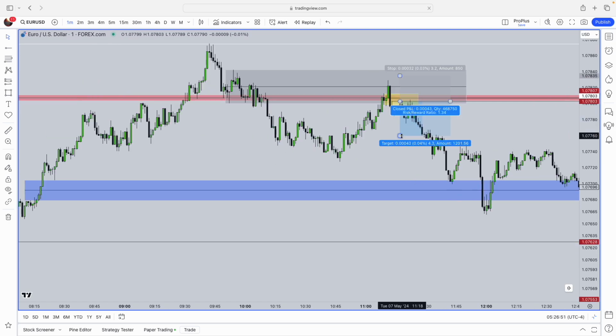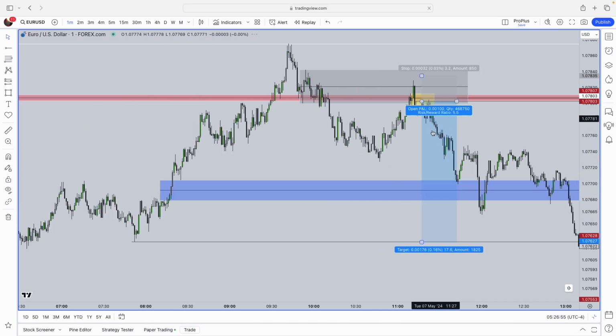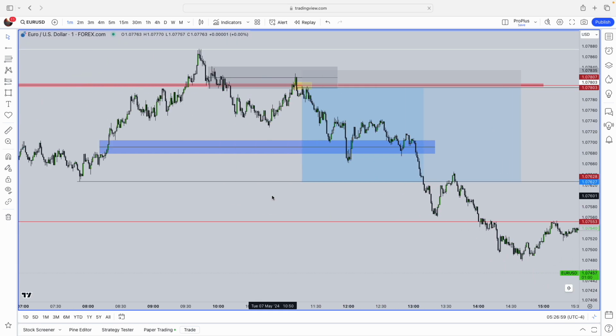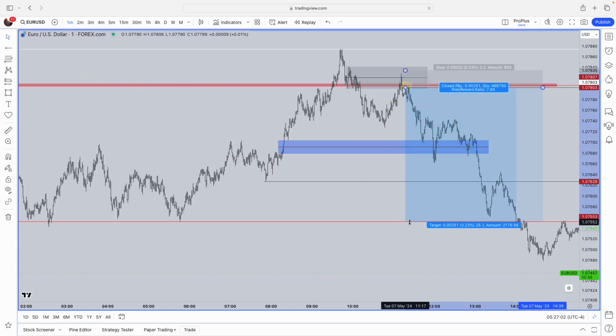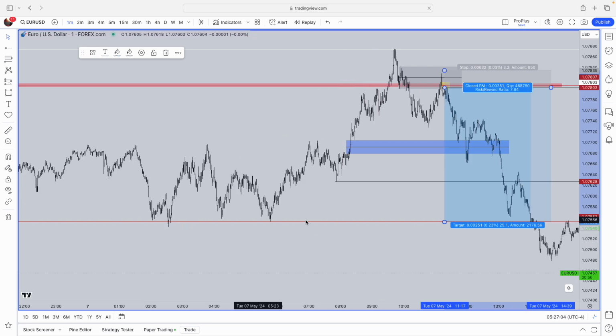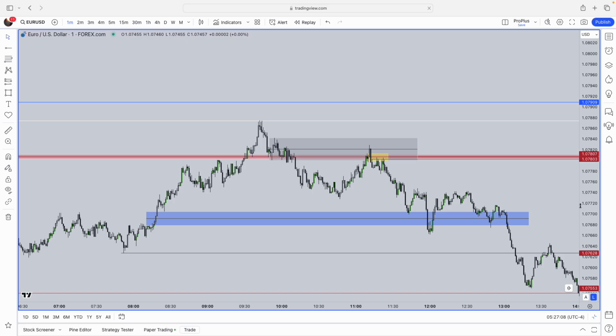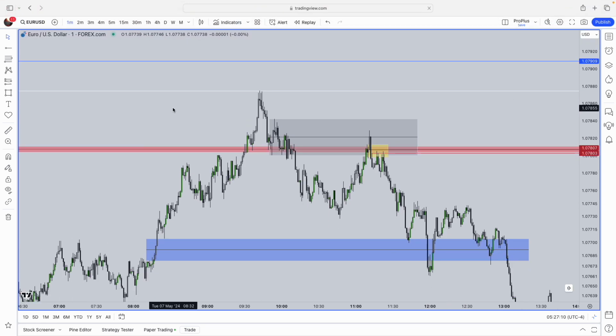But this is a beautiful trade setup. It just happened to not be in the time, so I wouldn't have taken this. But that is a lovely setup. Final target down here for me, these equal lows. But yeah, that is a lovely setup, and that is how I got the bias for that session.